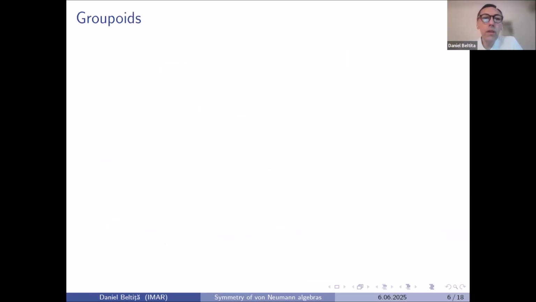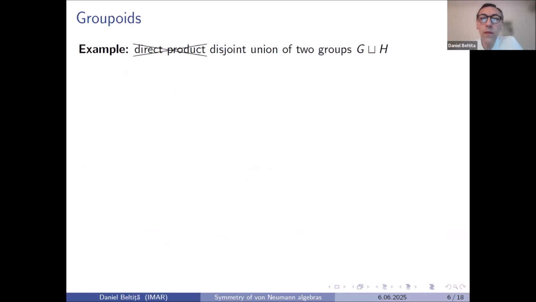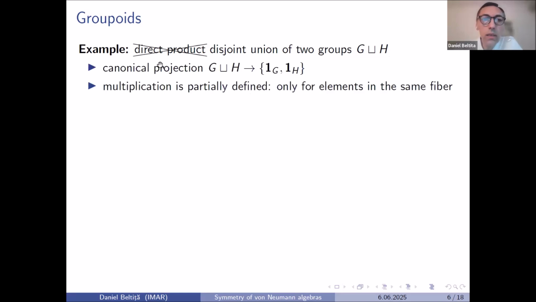I will now recall briefly what the groupoids are in order to fix the notation. The basic example is a disjoint union of two groups. This is a funny object if we regard it as an algebraic structure, because we cannot multiply one element of G with an element of H, since there may be absolutely no relation between the two groups. However, we can think that we have a partially defined multiplication on this set. Namely, we can multiply two elements only if they belong to the same group.